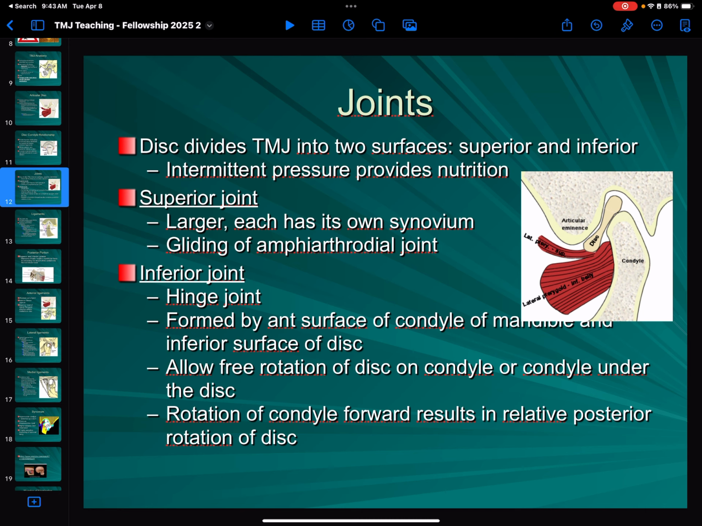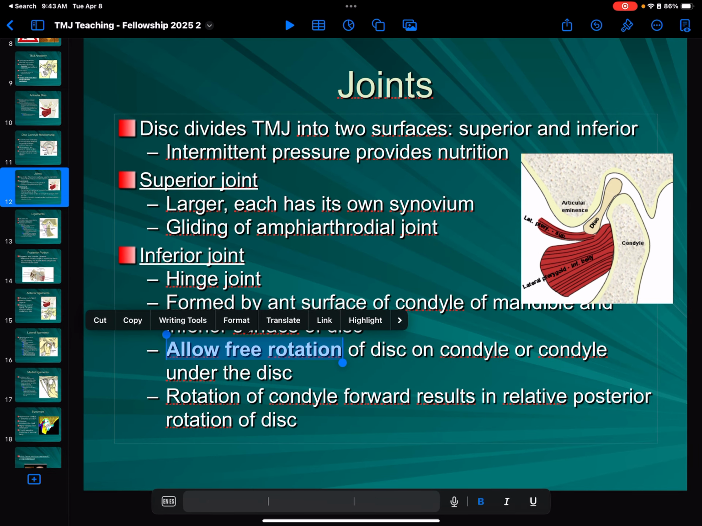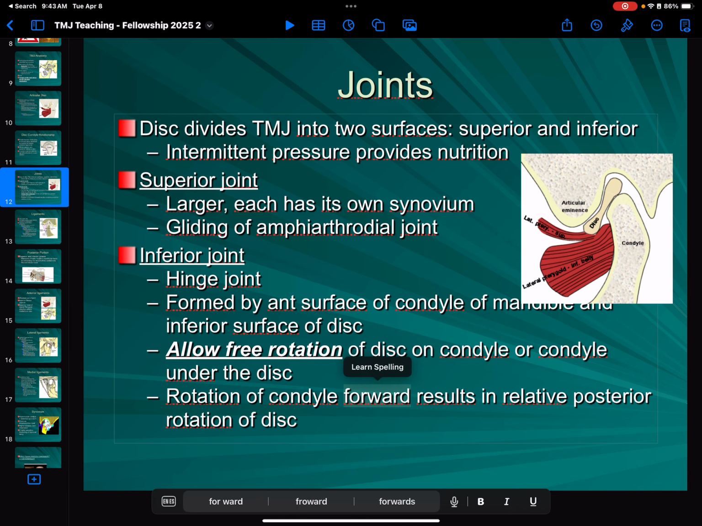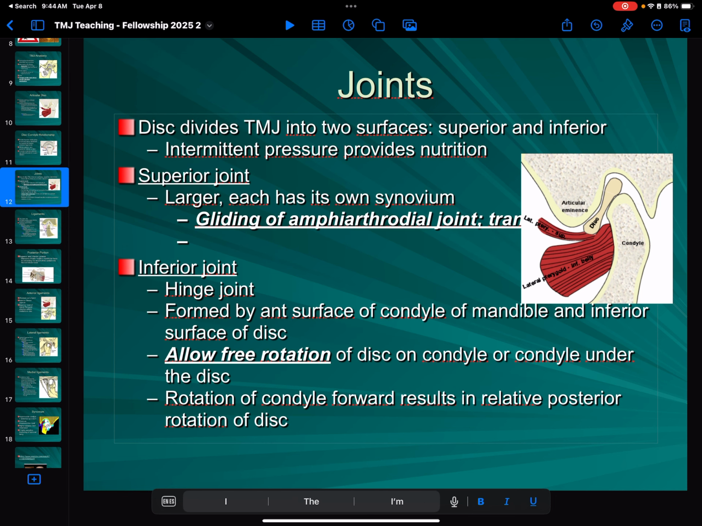If you wanted to make a note, the big thing is rotation happens in the inferior joint space, and translation happens at the superior joint space. So: rotation, inferior joint space; translation, superior joint space. When we get into the arthrokinematics, you'll see why that's important and how it leads into dysfunction, because what if that happens in the reverse way? That's where dysfunction starts happening.